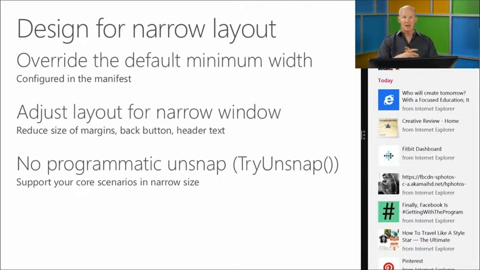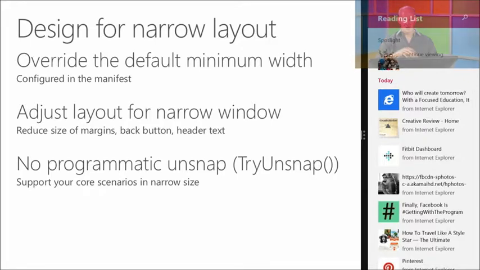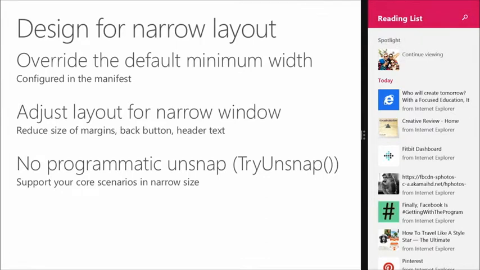And then I adjust the layout for a narrow window. And this is the same guidance that we gave for Snap, where I reduce the size of margins, the size of the back button and the header text, and then adjust the layout for each individual item based on the screen size and based on my content. Now, if you're coming from Windows 8, you'll want to know that there's no programmatic unsnap anymore. We leave the user in control so they can unsnap the window.